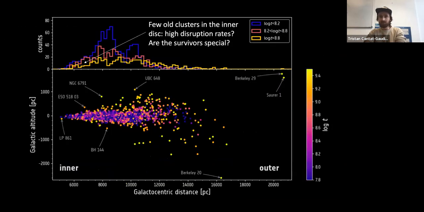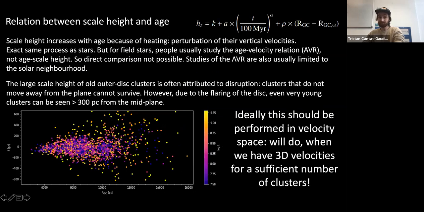And I'm just going to say a word on these 2 particular clusters, because if you look at the distribution, you can see old objects until maybe 16 kiloparsec from the galactic center, and then nothing for 4 more kiloparsecs. And then, only then, these 2, Berkeley 29 and Saurer 1, they are very distant, maybe more than 20 kiloparsec from the galactic center, 2 kiloparsecs above the galactic plane.